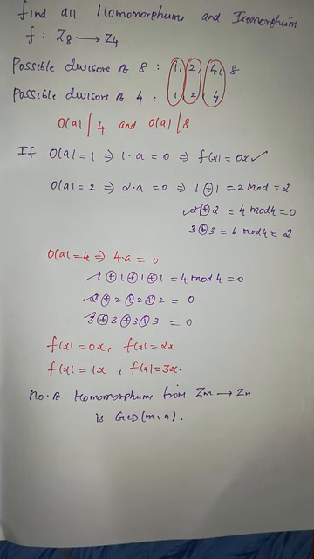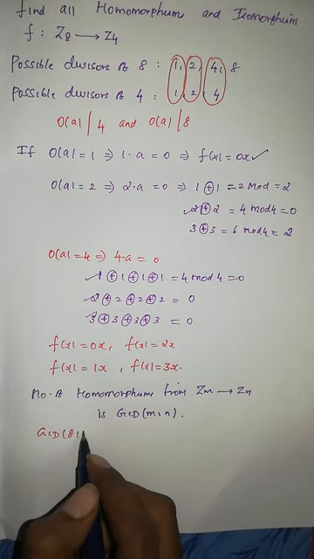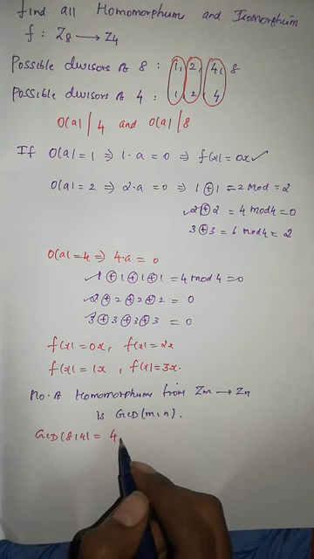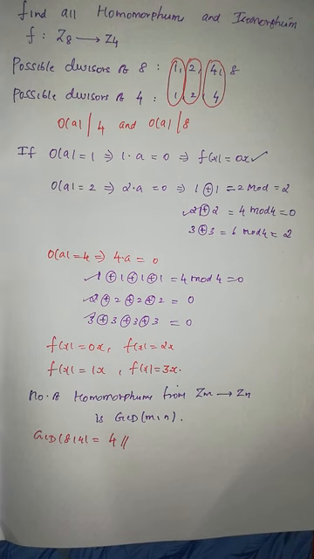In the exam they might ask the number of homomorphisms from Z10 to Z20. So you simply need to find the GCD of 10 comma 20. In this example we have 8 comma 4. So GCD of 8 comma 4 is 4. That's why we get 4 homomorphisms. And what are the 4 homomorphisms? You need to follow these steps to find them. The 4 homomorphisms are 0x, 2x, 1x and 3x.